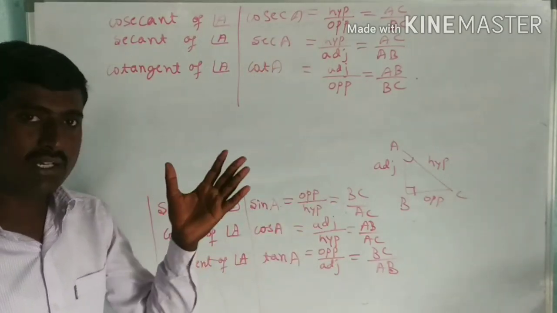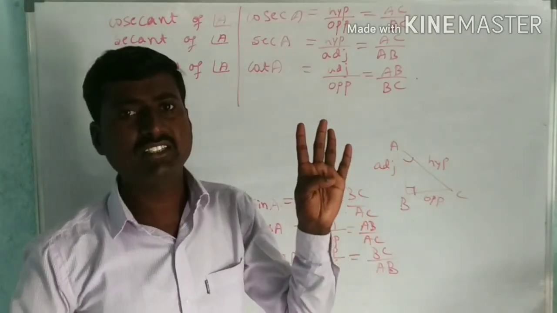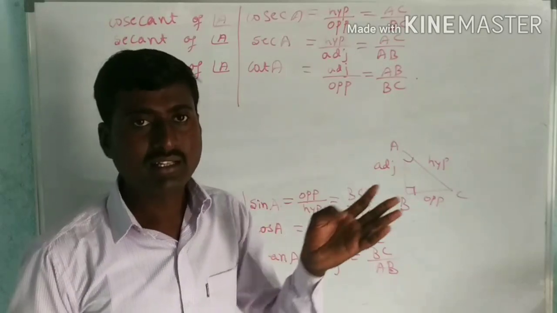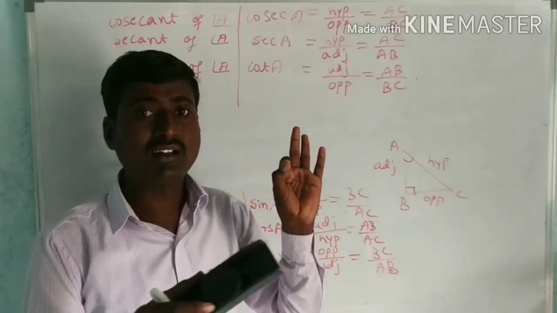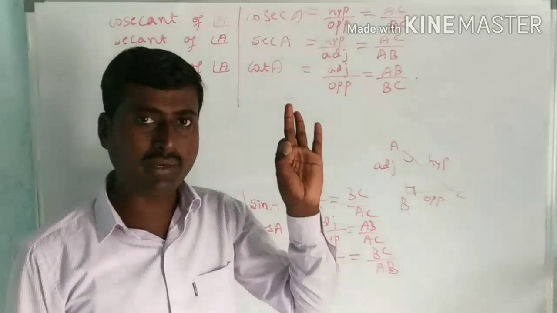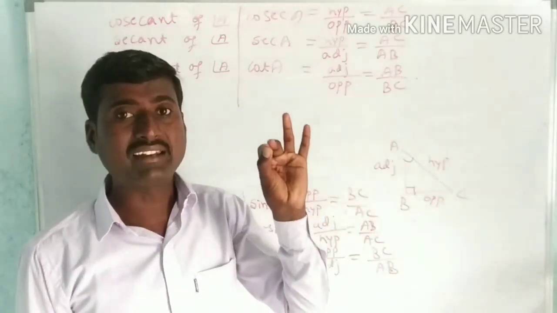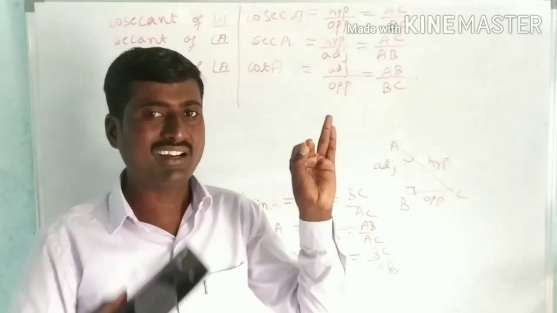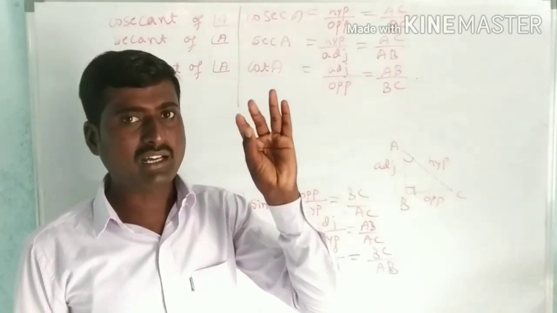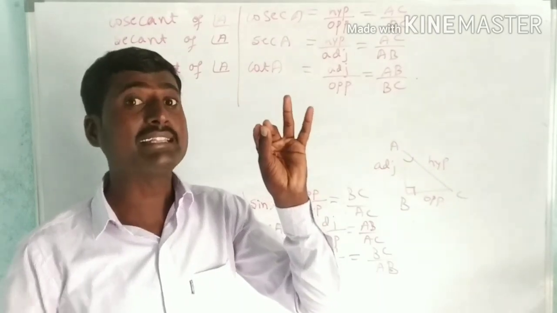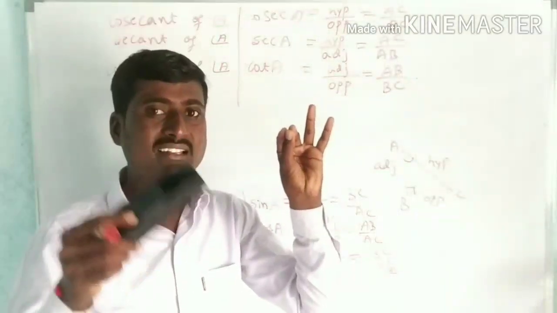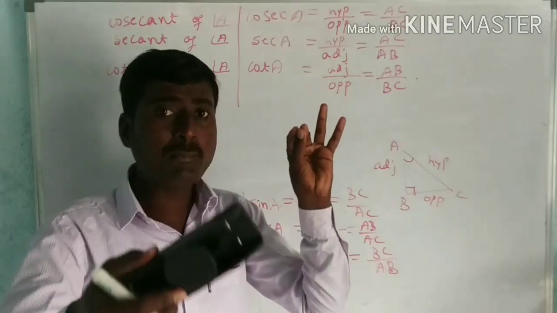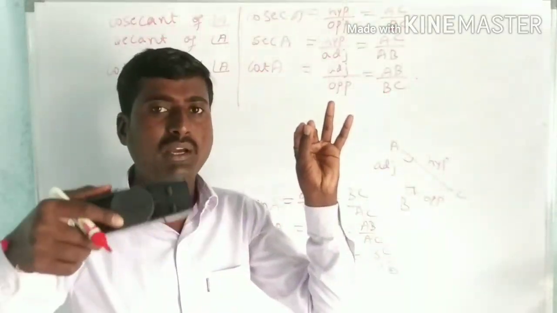First the sine. Sine definition is opposite by hypotenuse. You have to remember it. Then cos is adjacent by hypotenuse. Then tan is opposite by adjacent. Then the reciprocals. Sine's reciprocal is cosec. So cosec is hypotenuse by opposite.